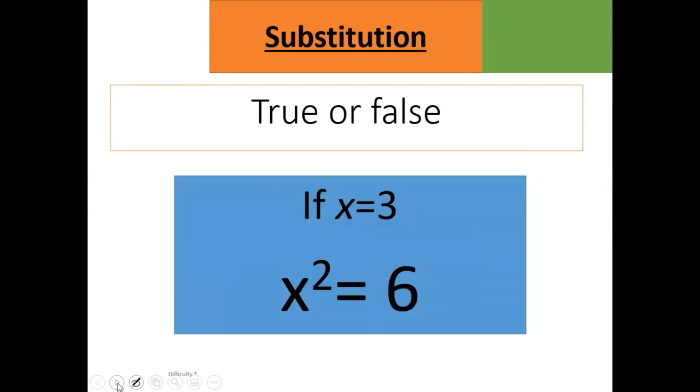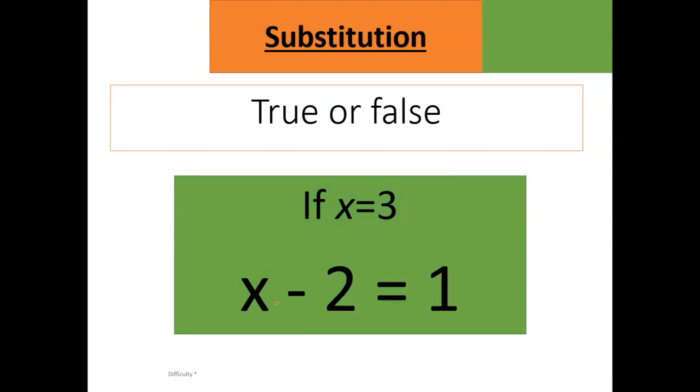Let's skip this one. Okay, if x is 3, is x squared equal to 6? No, 3 squared is 9. So that one's always a tricky one, right? Because we think of 3 times 2 as opposed to 3 times 3. So that one should be false.